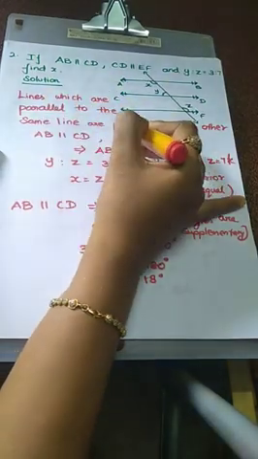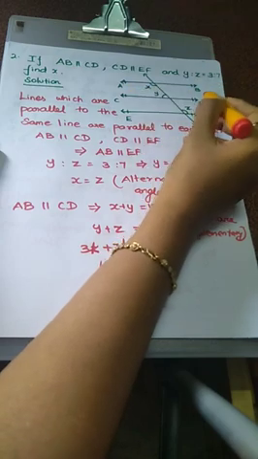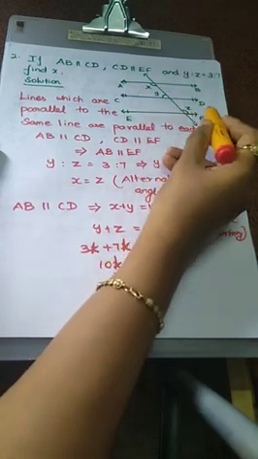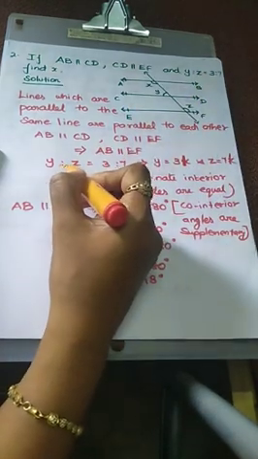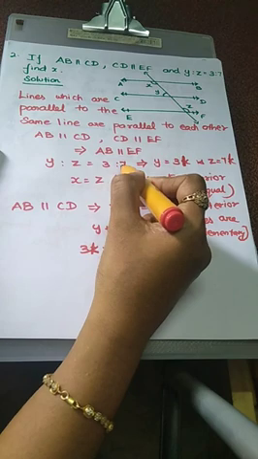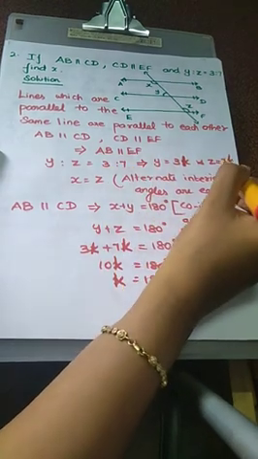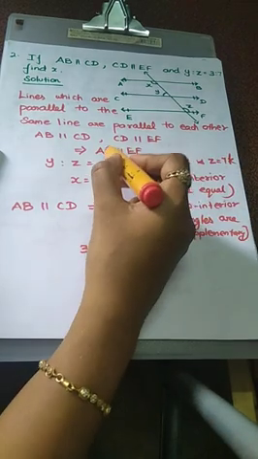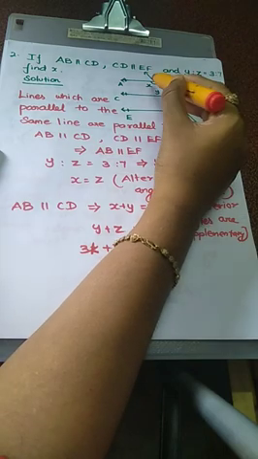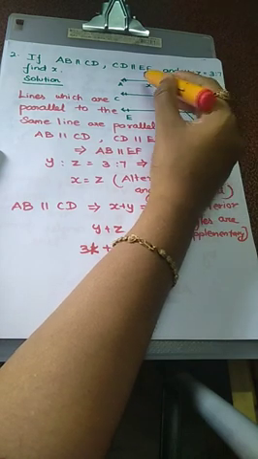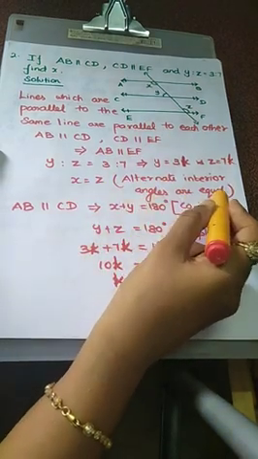Lines which are parallel to the same line are parallel to each other. So we have to take the line AB is parallel to CD, the line CD is parallel to EF. So we have to take the line AB is parallel to EF. What is the given condition? y is to z equal to 3 is to 7. So we just imagine y is equal to 3k and z equal to 7k. We know for AB parallel to EF, these two angles are equal. Why are these two angles equal? Because these are alternate interior angles. So x is equal to z. Alternate interior angles are equal.